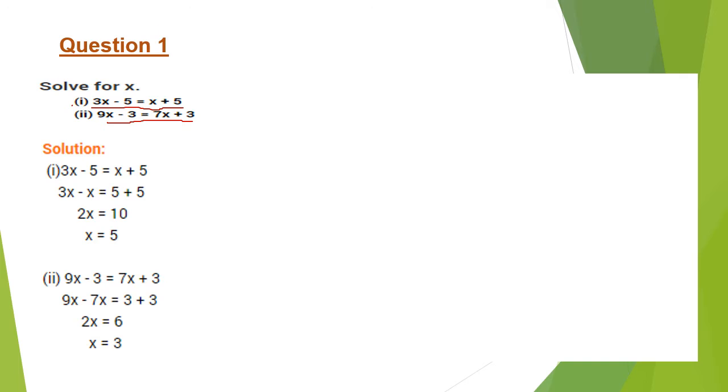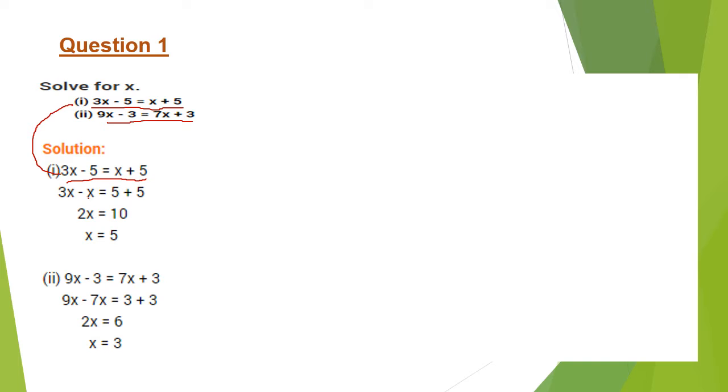Children, first let us take the first equation. First equation is 3x minus 5 is equal to x plus 5. Children, write down the 3x as it is. Let us bring this plus x to this side. It becomes minus x, which is equal to, if we transfer this minus 5 to that side, it becomes plus 5. We are transferring the x terms to one side and the constant terms to another side. So 3x minus x is equal to, if we transfer this minus 5 to this side, it becomes plus 5. Then plus 5 remains as it is.